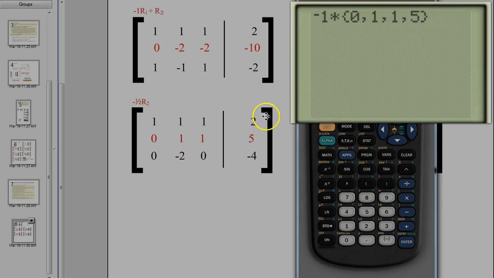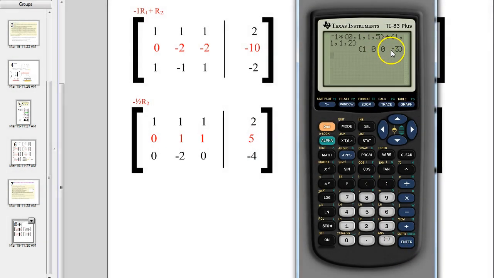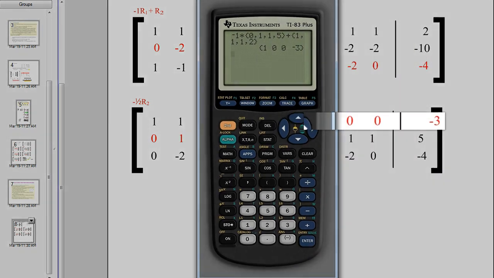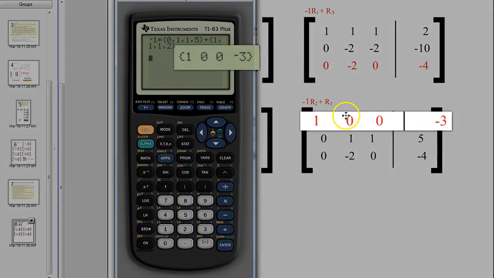And then we're going to add the top row. Alright, and this time we're going to replace the top row with that. So 1, comma 1, comma 1, 2. Close the parentheses. Alright, that's what it should look like. Make sure you got the right numbers in there, and then enter. So 1, 0, 0, negative 3 will now become the new row 1.